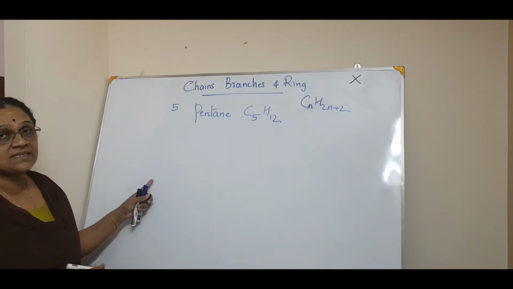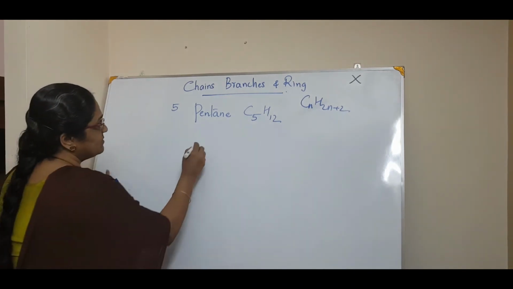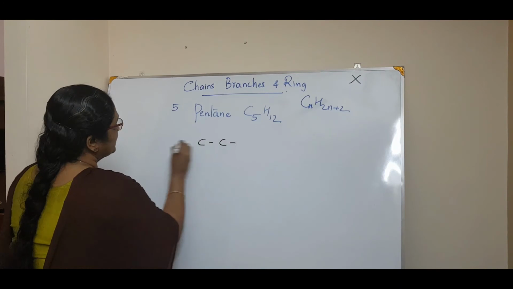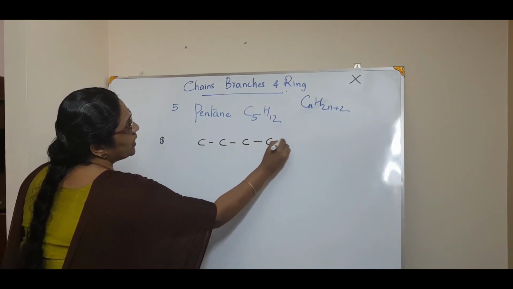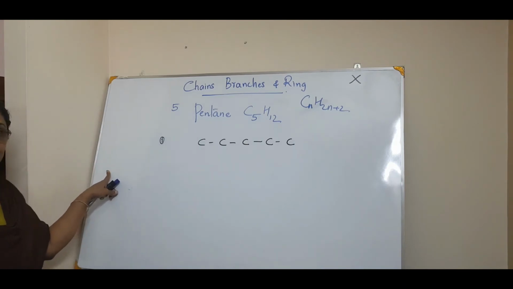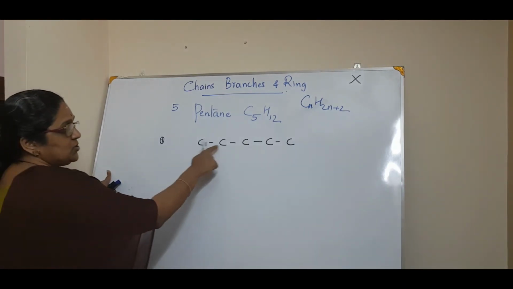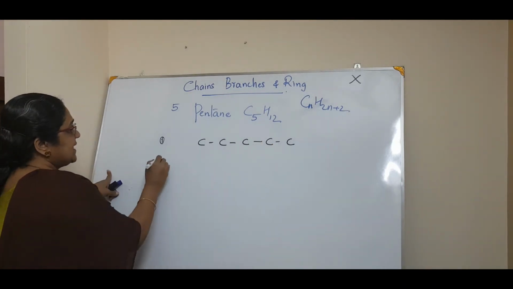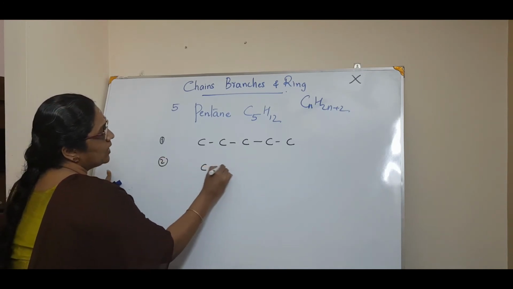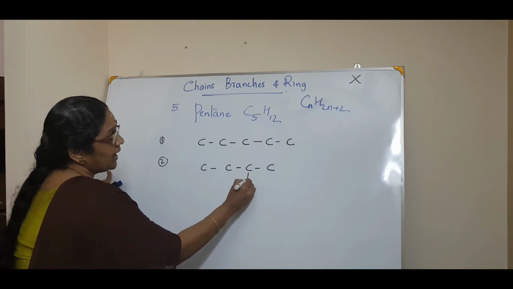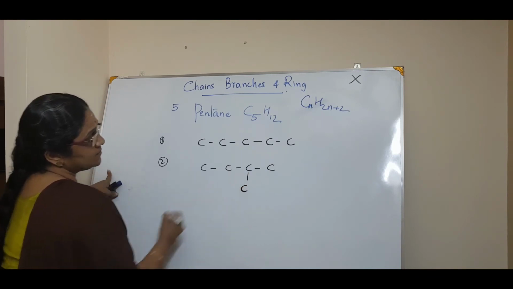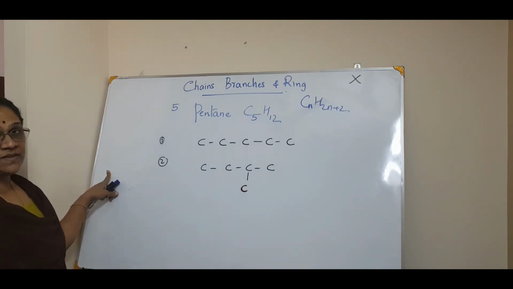We will see the skeletal structure. 5 carbon atoms. So, first structure: 1, 2, 3, 4 and 5. Skeleton. Then the second structure can be 1, 2, 3, 4, correct? And one more C. See? One more C.